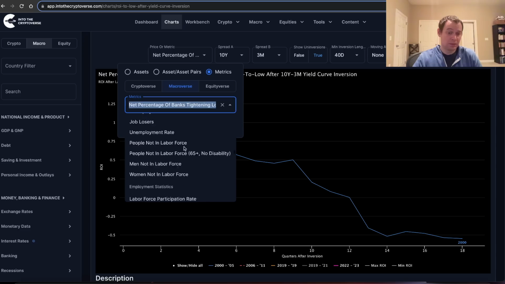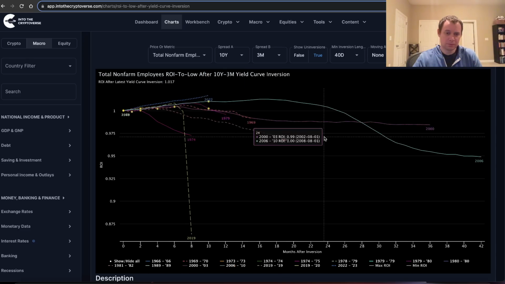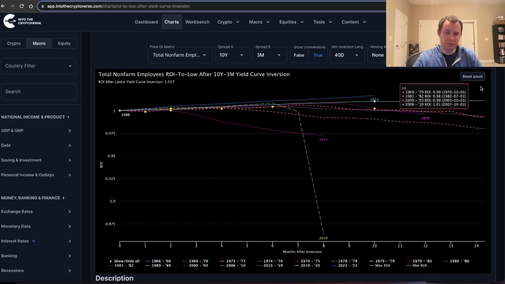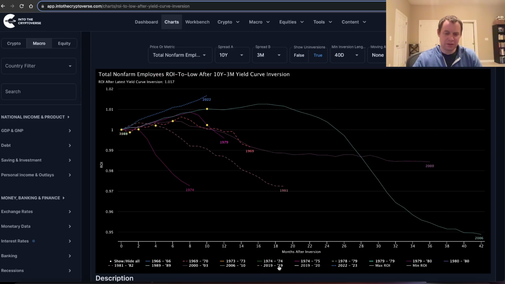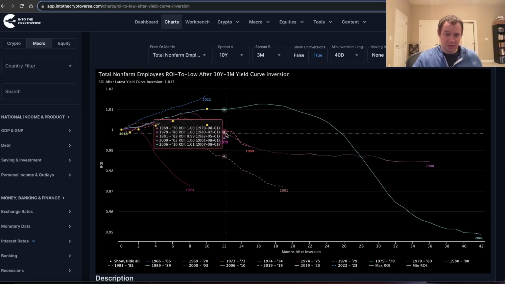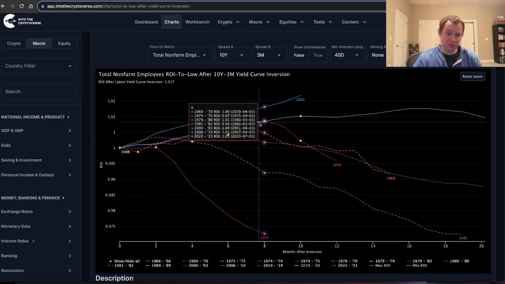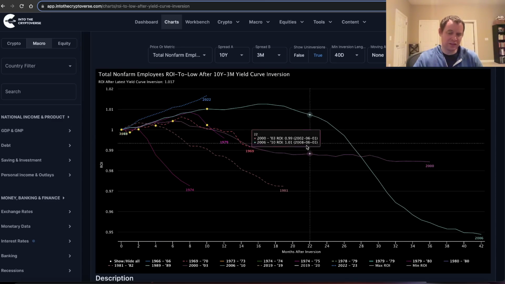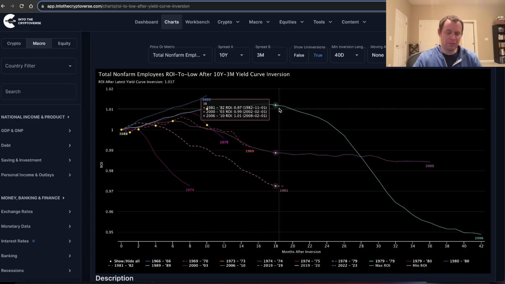Maybe we'll look at non-farm payroll. Total non-farm employees. So far, this one's outperforming a lot of the prior cycles. I'm going to remove the pandemic one. This is what non-farm payroll looks like so far. So it's been trending higher. But in all the other cycles, a lot of times it trends higher for a while and then it eventually rolls over once the Fed has gone too far. So I think the hard part is knowing exactly at what point the Fed has gone too far.